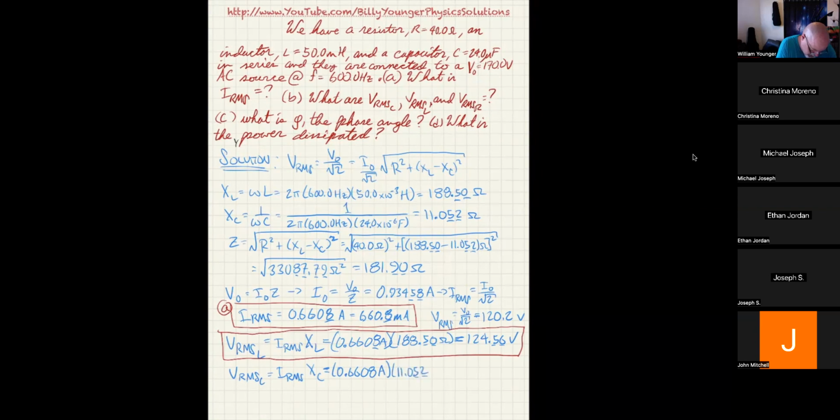So now XC is going to be 11.052 ohms. So we're going to go 0.6608 times 11.052. That's going to give me 7.303 volts. So that's the RMS voltage across the capacitor.